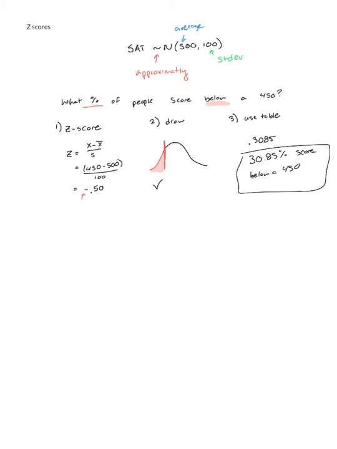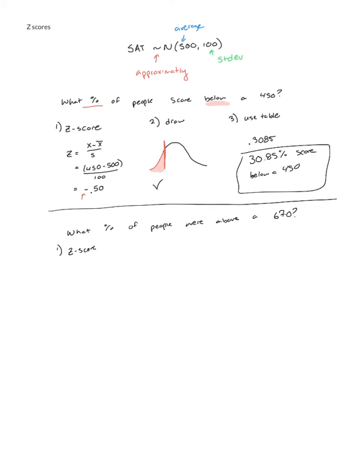Now let's go ahead and answer one more question with this. And so I'm going to ask, what percent of people were above a 670? So using the same information, we're going to go ahead and answer this question here. Once again, first step, z-score. When I calculate it, I'll plug everything in. 670 minus 500 divided by 100. That'll give me 170 over 100, or 1.7.